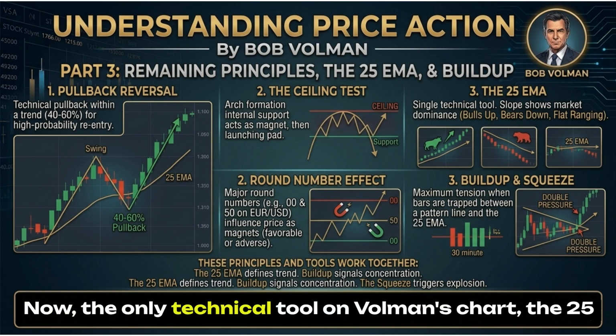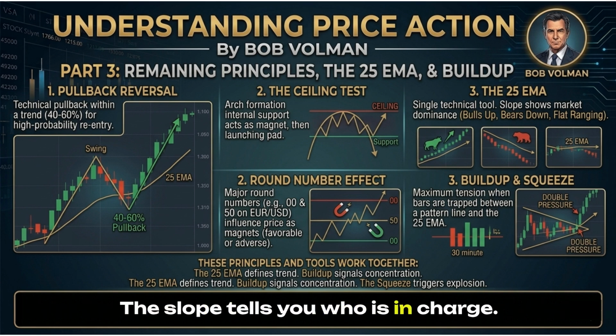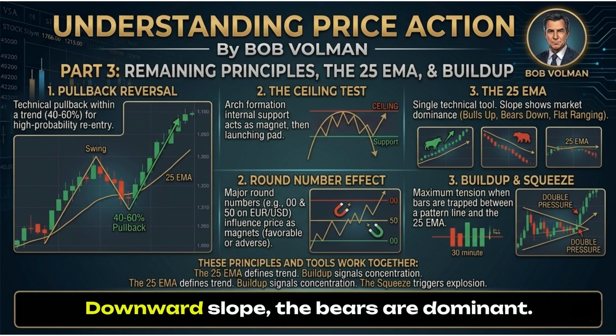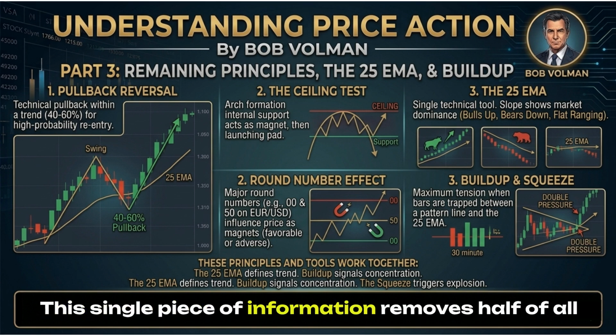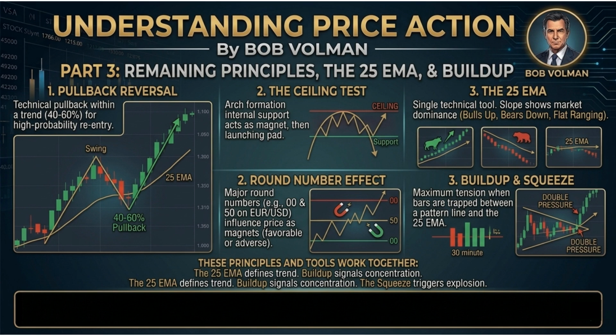Now, the only technical tool on Volman's chart, the 25 exponential moving average. The slope tells you who is in charge. Upward slope, the bulls are dominant. Downward slope, the bears are dominant. Flat, the market is ranging. This single piece of information removes half of all trade directions before you even begin.